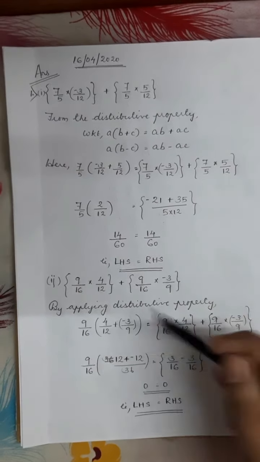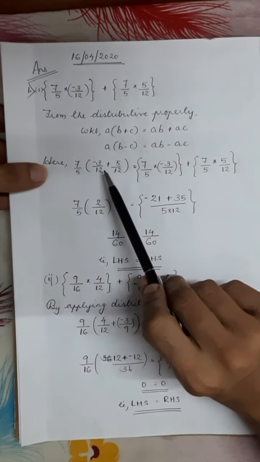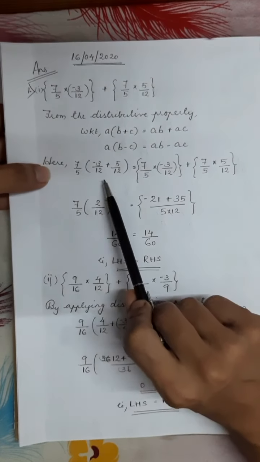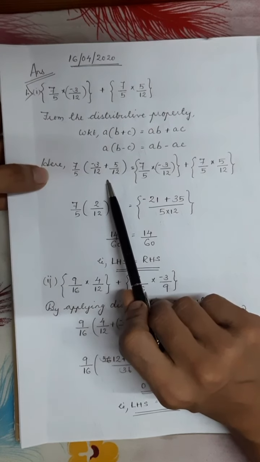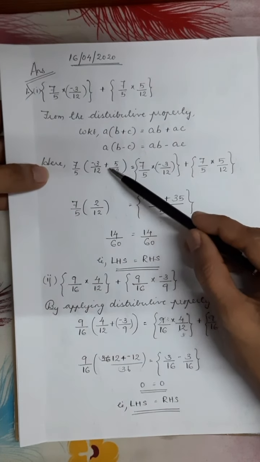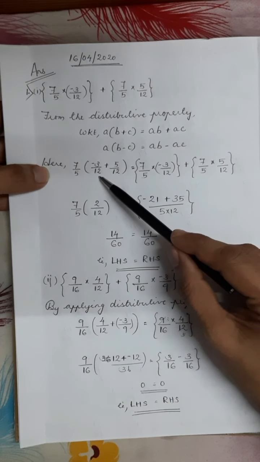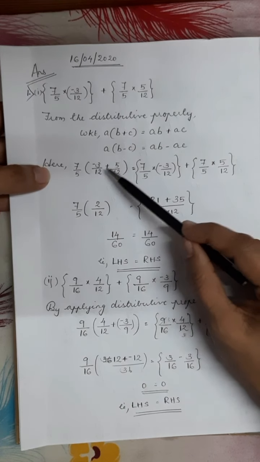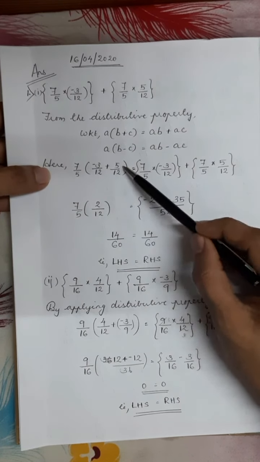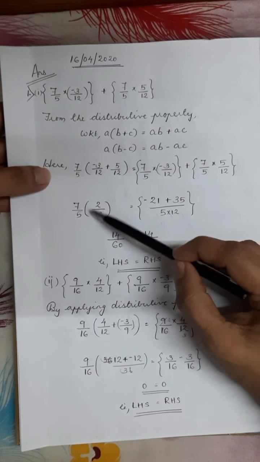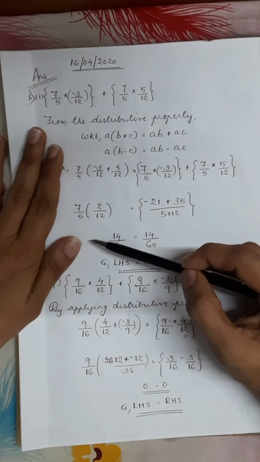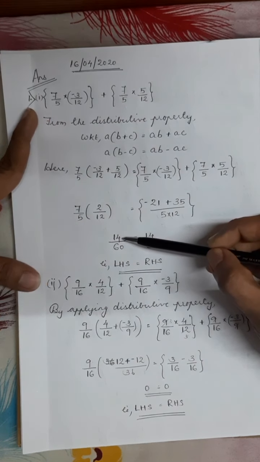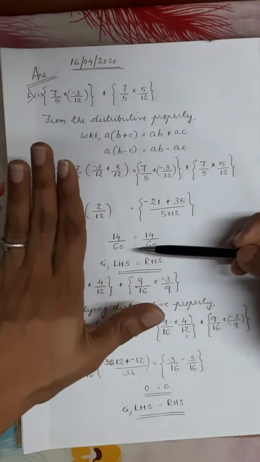So first we will do the left hand side. First of all, what is there in the bracket, that we are going to solve. So here minus 3 by 12 plus 5 by 12. Look here, the denominators are the same for both terms. So what we need to do? Keep 12 and just add minus 3 plus 5, which gives 2. So 2 by 12 into 7 by 5 will be on the left hand side. While solving this, we need to multiply, so we get 14 by 60 on the left hand side.